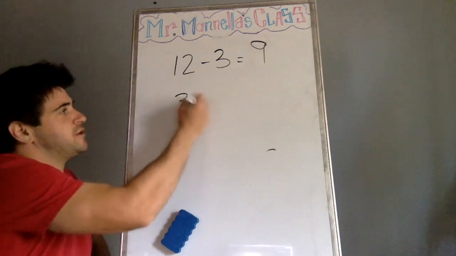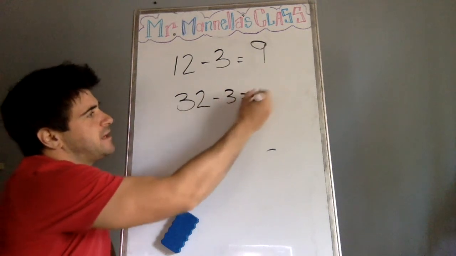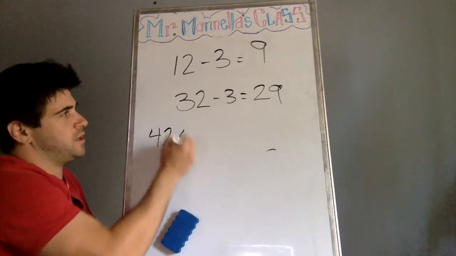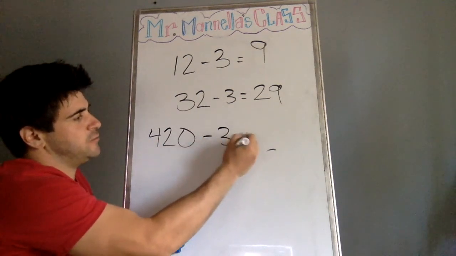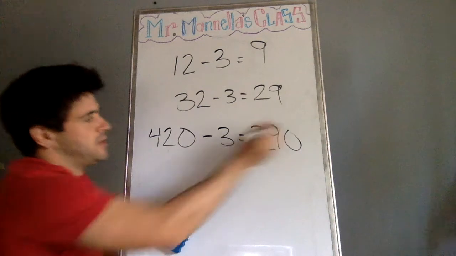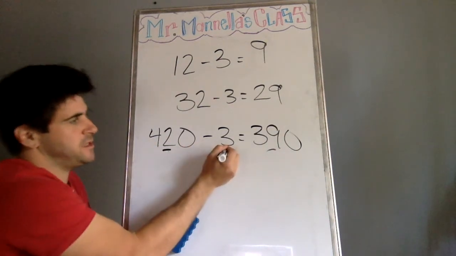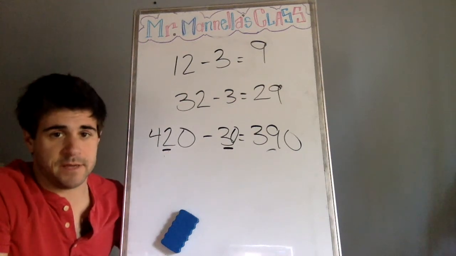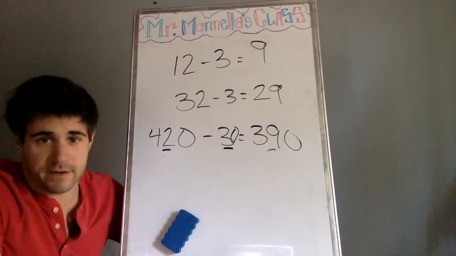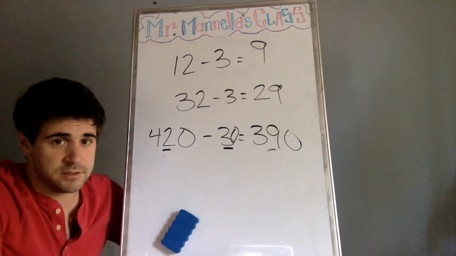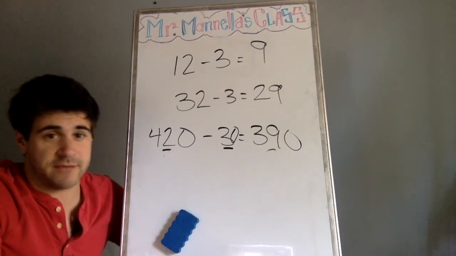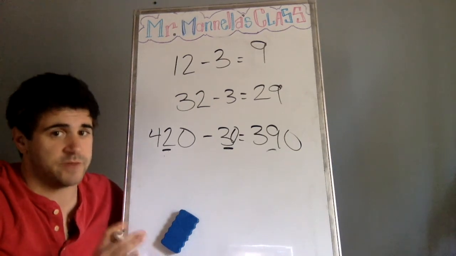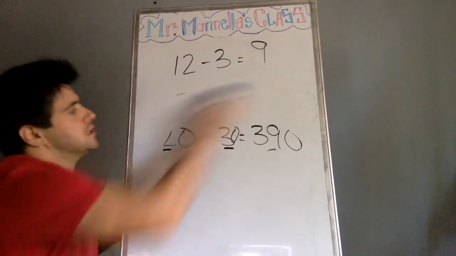Okay, so if I had 32 minus 3, I'd have 29. If I had 420 minus 30, it would be 390. Okay, we're still doing the 2 minus the 3, but we're doing it in the tens place this time, okay? So either way, follow the patterns. The patterns aren't going to change. English, like the English language, has a lot of rules that we break all the time. Math doesn't work that way. Math is always the same. The patterns always repeat.